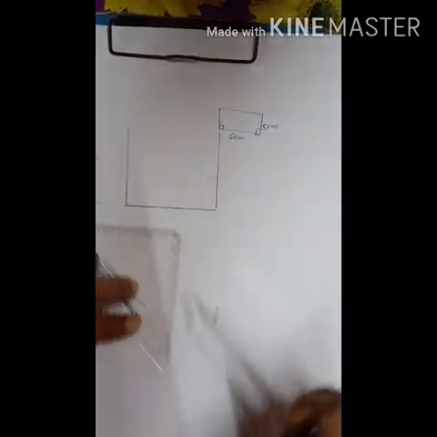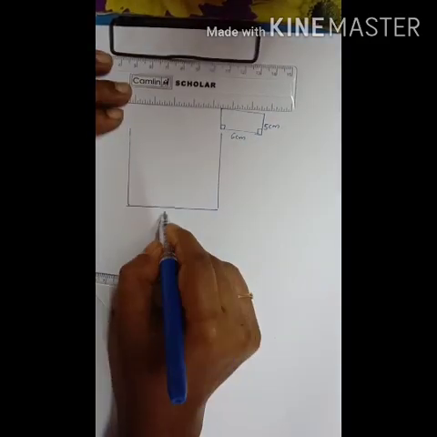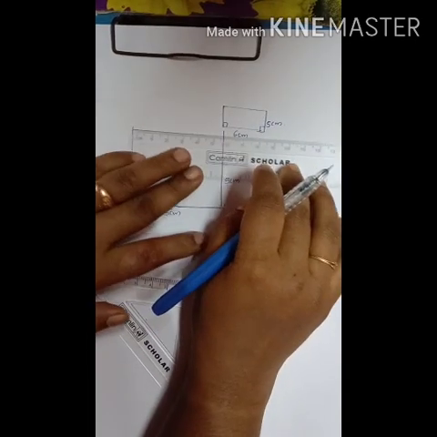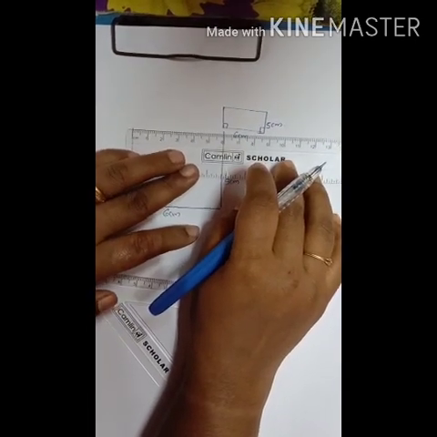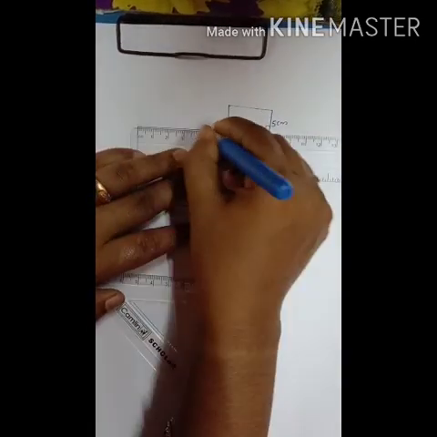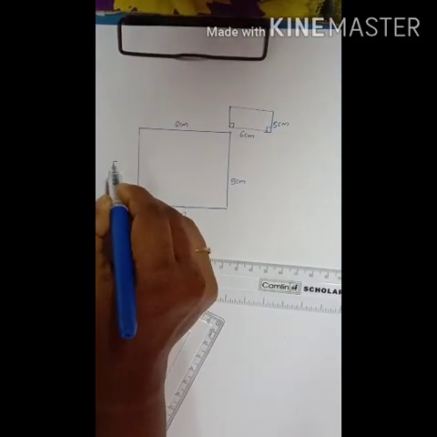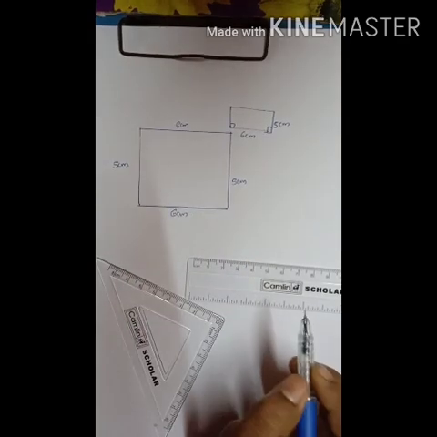Okay, and join the other lines. It will be 6 centimeter. This is 6 centimeter, this is 5 centimeter. This will be 6 centimeter. You can see that for a rectangle the opposite sides are equal, the measurements of the opposite sides are equal.